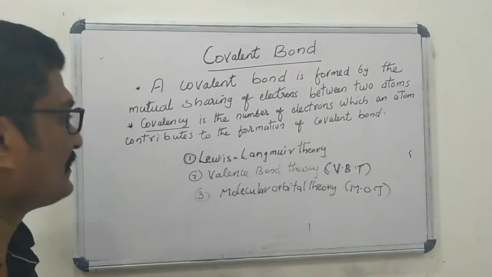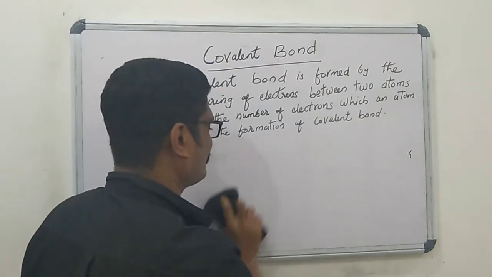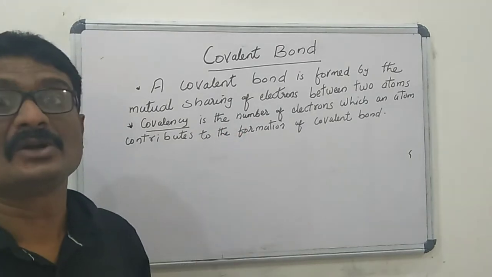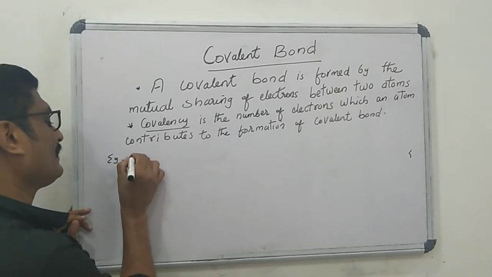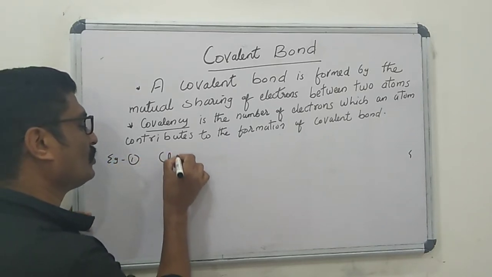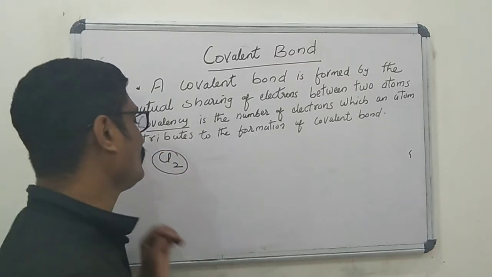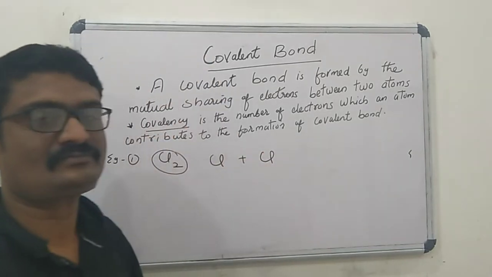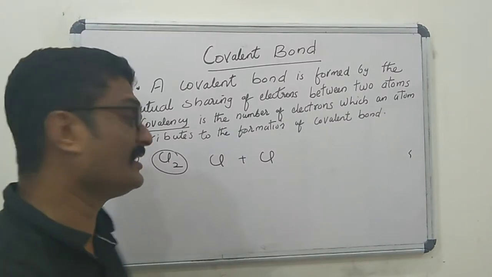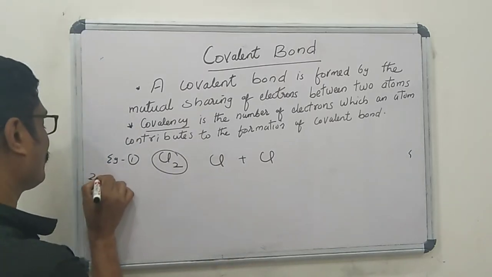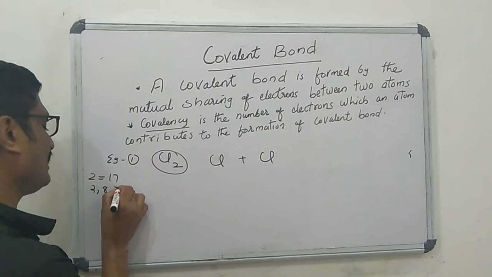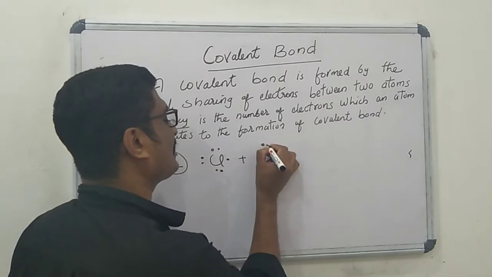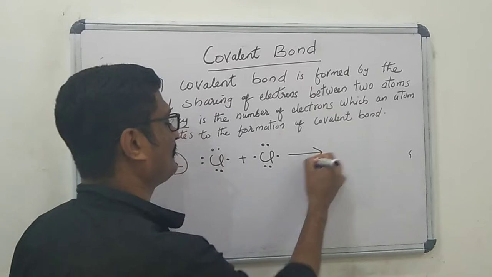Let us discuss some important examples for the formation of covalent bond. Example 1: formation of chlorine molecule, Cl2. The chlorine molecule is formed by the combination of two chlorine atoms. We know the atomic number of chlorine is 17. Then its electronic configuration is 2, 8, 7. Chlorine atom has 7 electrons in its valence shell.